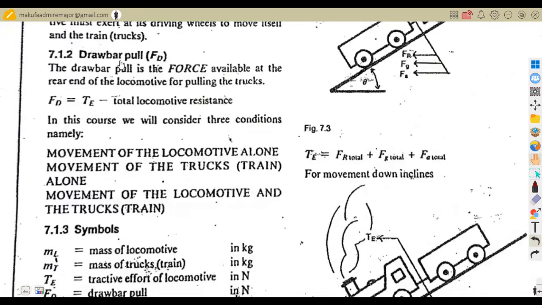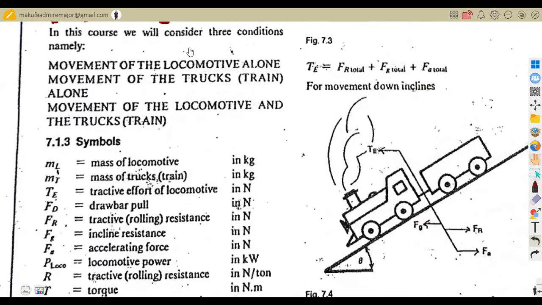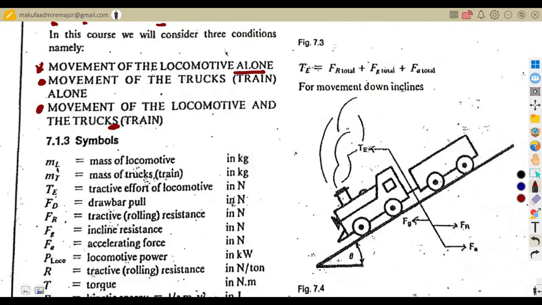The tractive effort of the locomotive. Then we're going to talk about the drawbar pull, which is the force available at the rear end of the locomotive for pulling the trucks. So FD is equal to TE minus total locomotive resistance. In this course, we will consider three conditions, namely the movement of the locomotive alone, or the movement of the trucks or train alone, or the movement of both locomotive and the trucks together. So this is your syllabus.